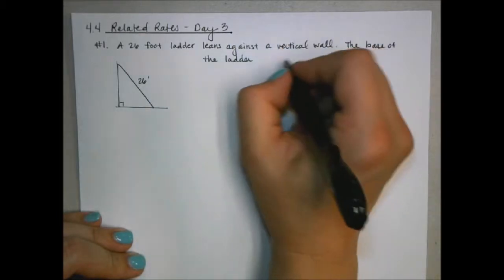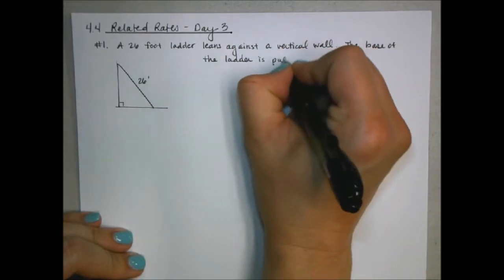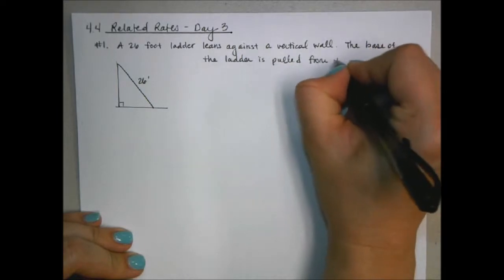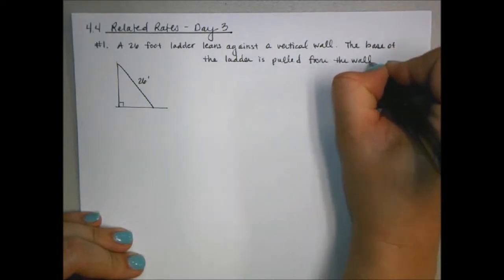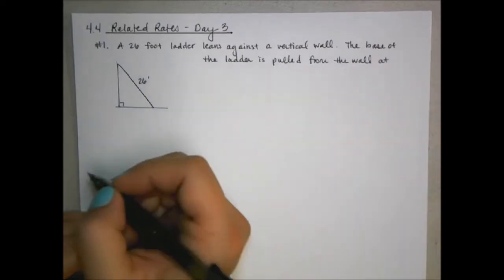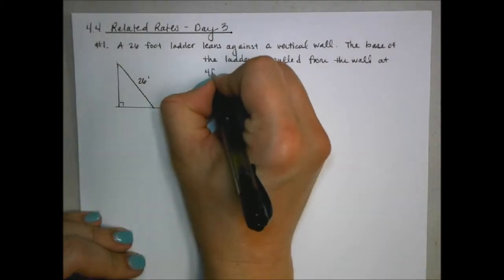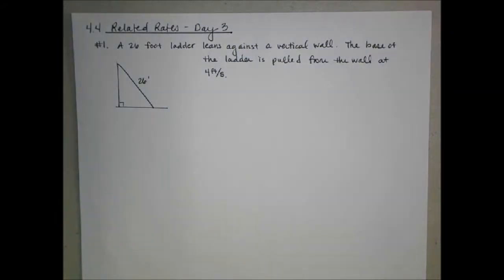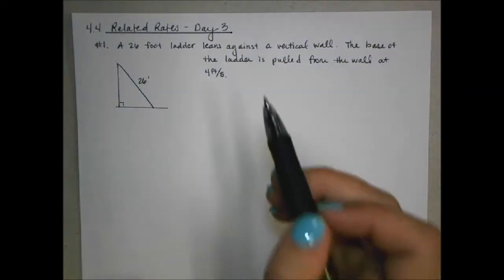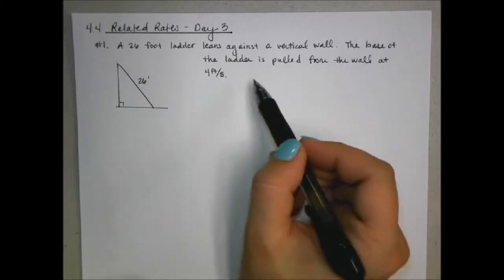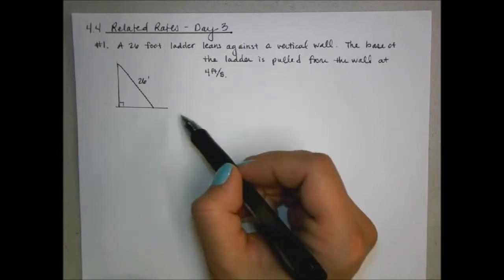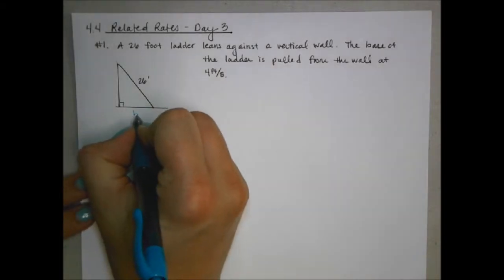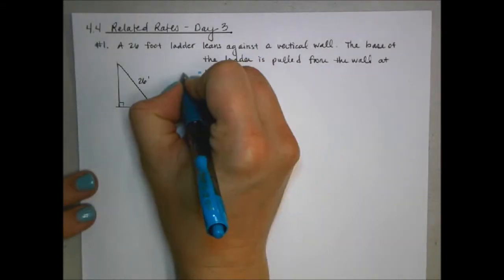The base of the ladder is pulled from the wall at 4 feet per second. So we have a nice rate of change there, feet per second. We need to label the base of the ladder here, so we need a variable. I'm going to go ahead and just call it B. So this is my rate of change for B.